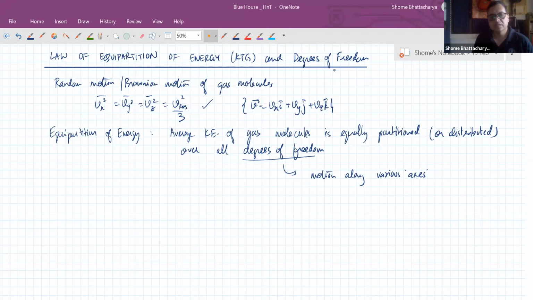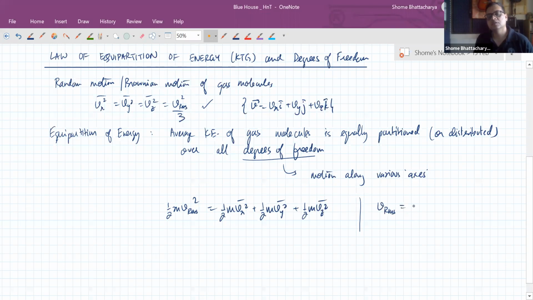So this tells us that half m Vrms square is equal to half m Vx squares average plus half m Vy squares average plus half m Vz squares average, because we know that Vrms is square root of V squares average, that is square root of Vx square plus Vy square plus Vz squares average. So we square both sides.